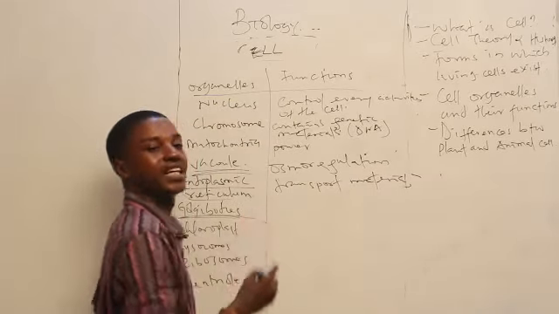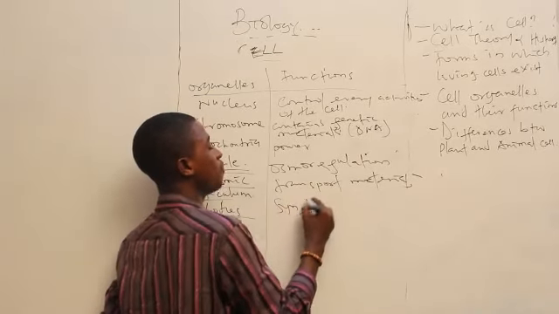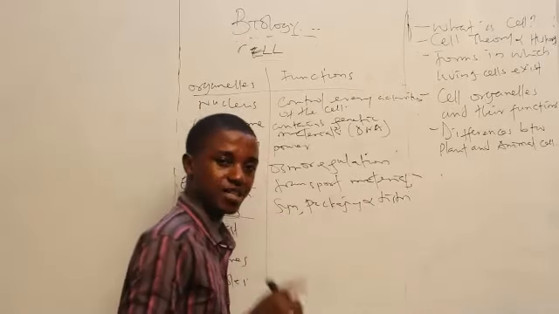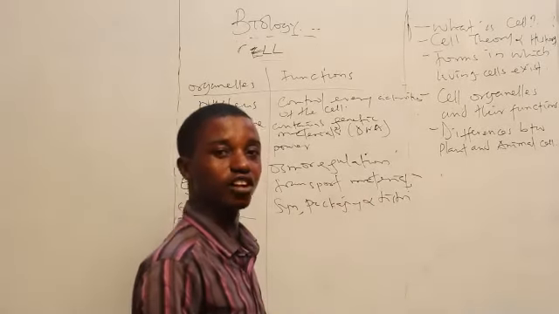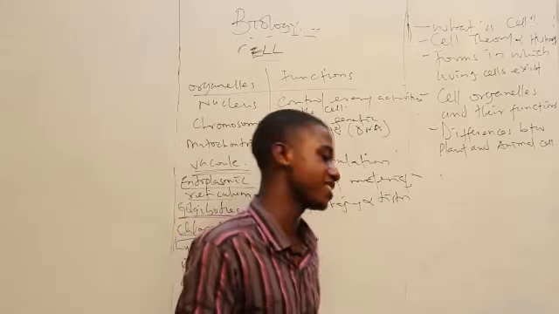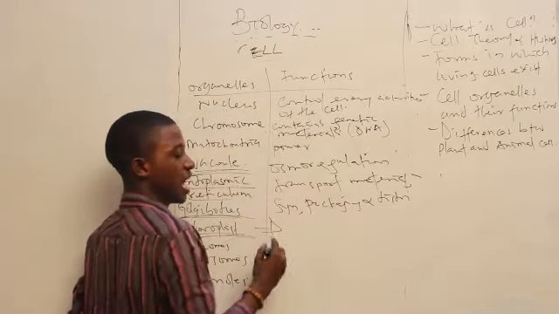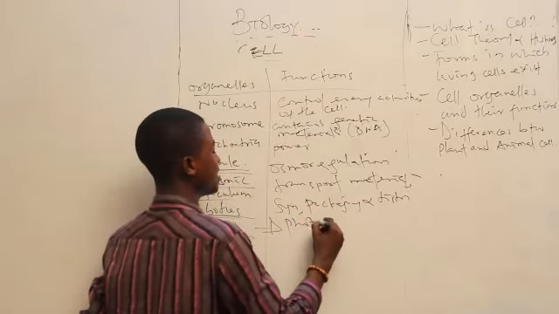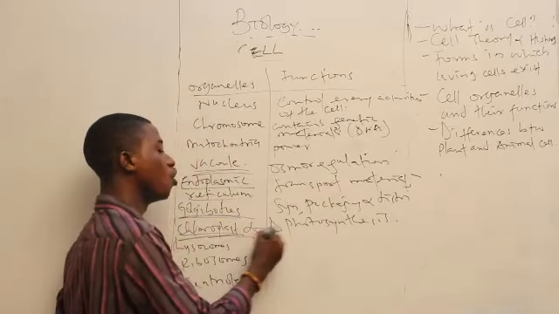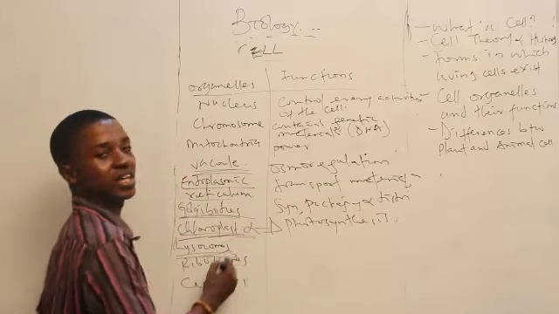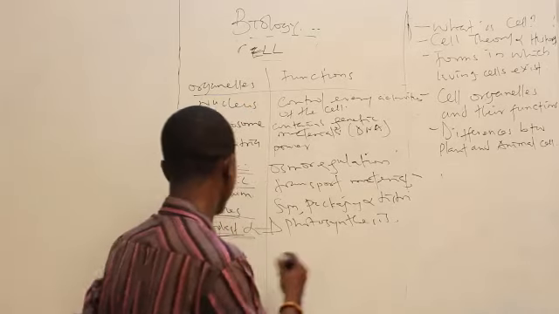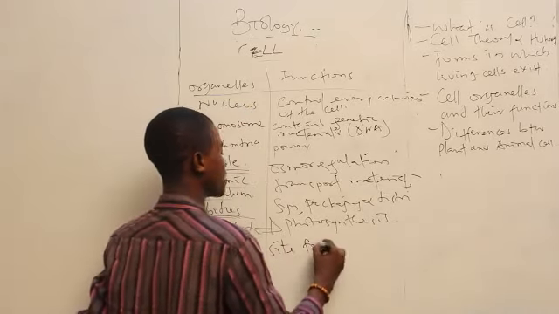We have the Golgi bodies. They are responsible for synthesis, packaging, and distribution of materials in the cell. We have the chloroplast. The chloroplast is present only in plants. It contains chlorophyll. It is needed for photosynthesis. Without the chloroplast, there is no photosynthesis. We have the lysosomes. The lysosome is the site for respiratory enzymes.